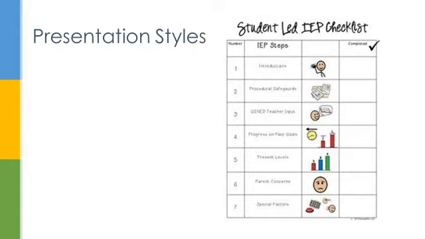Some students could use a checklist. Either they read the information in the column labeled IEP steps, or they can look at the icons as a reminder of what they need to do. They could do the introduction, procedural safeguards, the general ed teacher input, progress on past goals, present levels of performance. They could ask the parents for any concerns, and they could talk about the special factors, such as the need for assistive technology. Or the team could decide, or the teacher could decide, that the student will only do one or two parts of this checklist and would be able to mark them for the student.